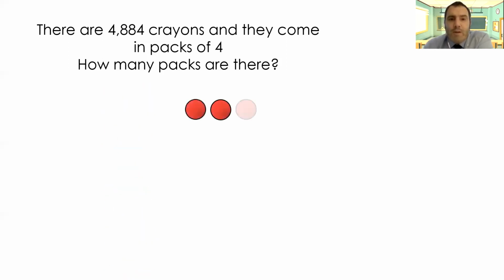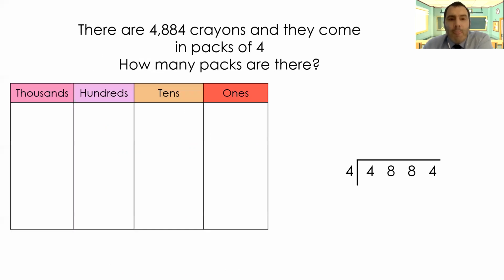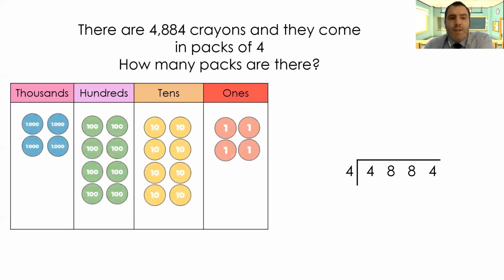I could do them as spots. No, that's not going to work either. I'm going to use the methods I know. I'm going to have my grid. I'm going to have my written method alongside it. So we're going to start to develop how we use the written method alongside the grid method. I'm going to put my counters in, my 4,000s, my 800s, my 8 10s, and my 4 1s. I've got them laid in there now.